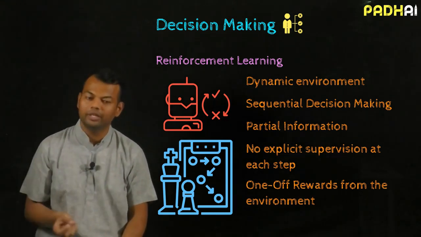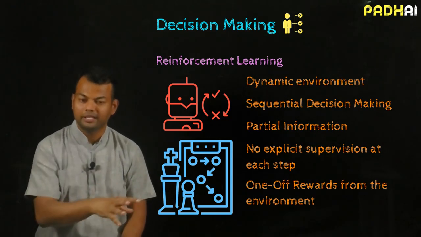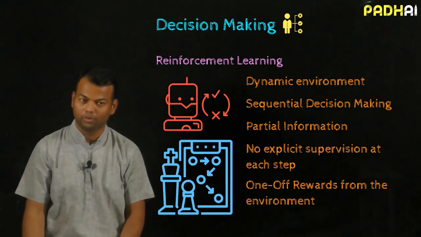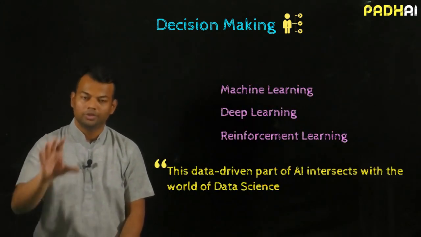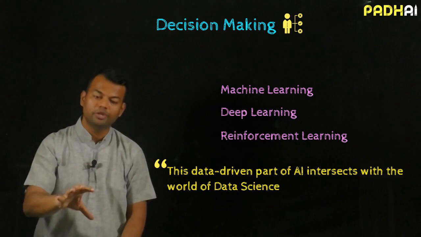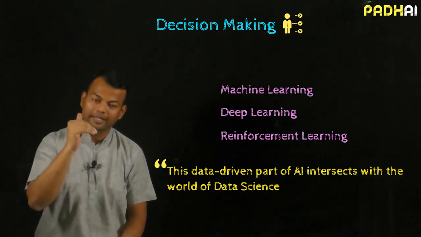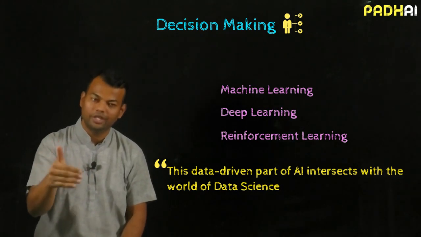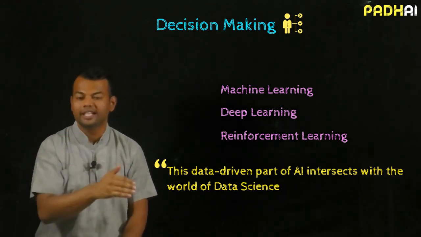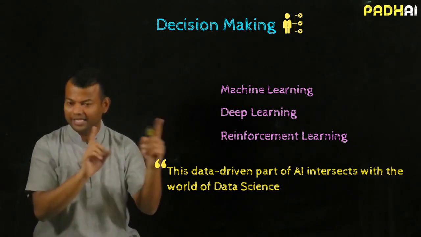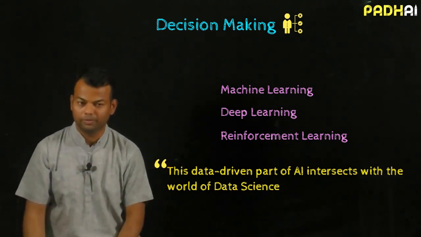This is again data driven, because you need to learn from a lot of examples of previous games and then try to figure out what the best actions are. So machine learning, deep learning, reinforcement learning, this data-driven part of AI for making decisions, or training an agent to take decisions, is what intersects with the world of data science. So this is the first intersection with data science. Again, at the end, I'll have a picture which will make this much clearer.